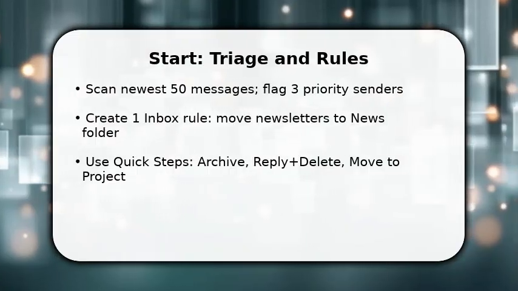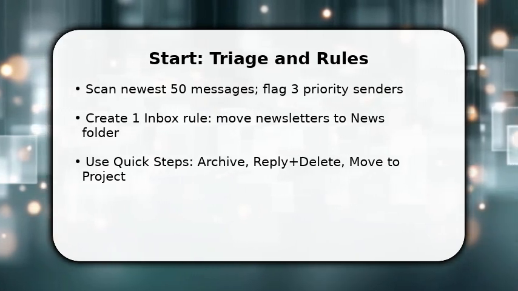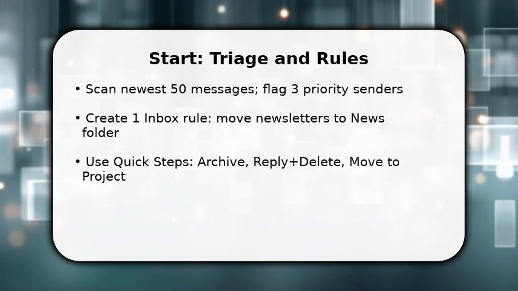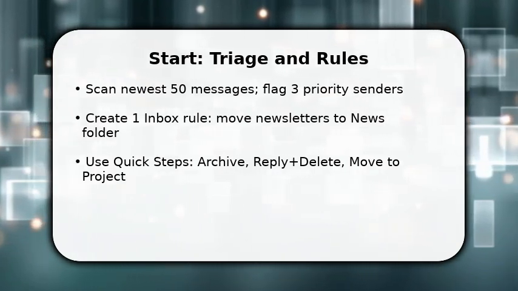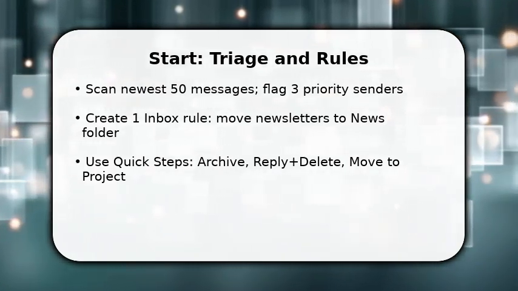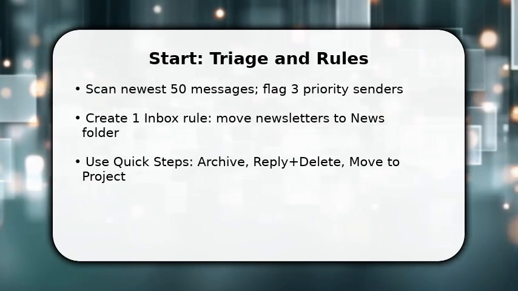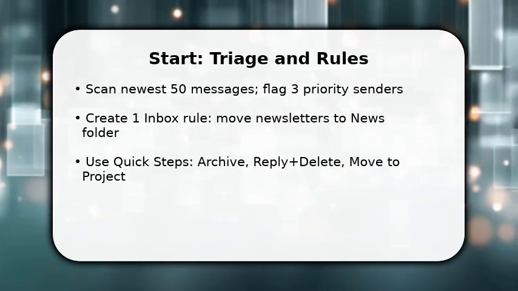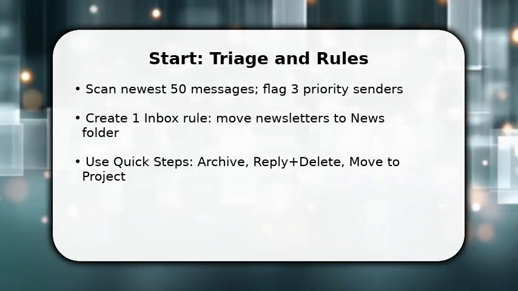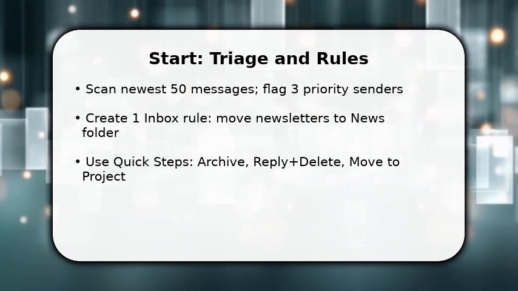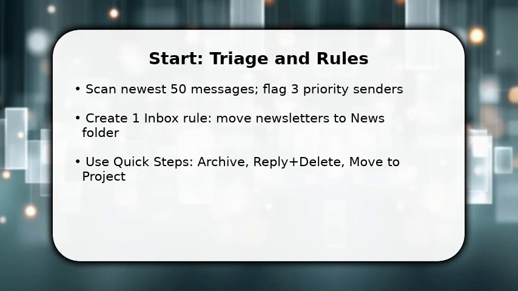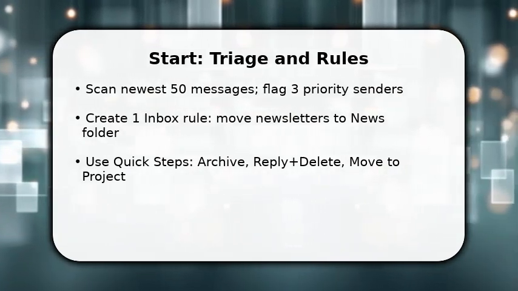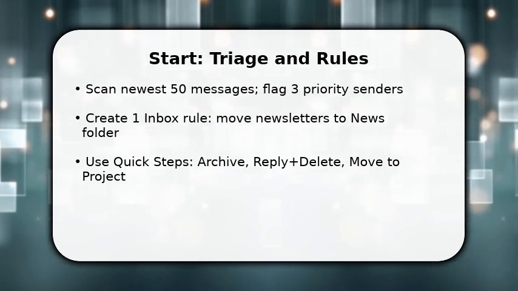You begin by triaging recent mail so the system works for you immediately. Scan the newest 50 messages and flag the top 3 priority senders. This gives you focus. Next, create a single inbox rule to route newsletters and promo mail into a news folder, which reduces noise. Then set up quick steps for archive, reply plus delete, and move to project so repetitive actions are one click. Once done, your inbox stops accumulating overhead, and you can move to structured processing.